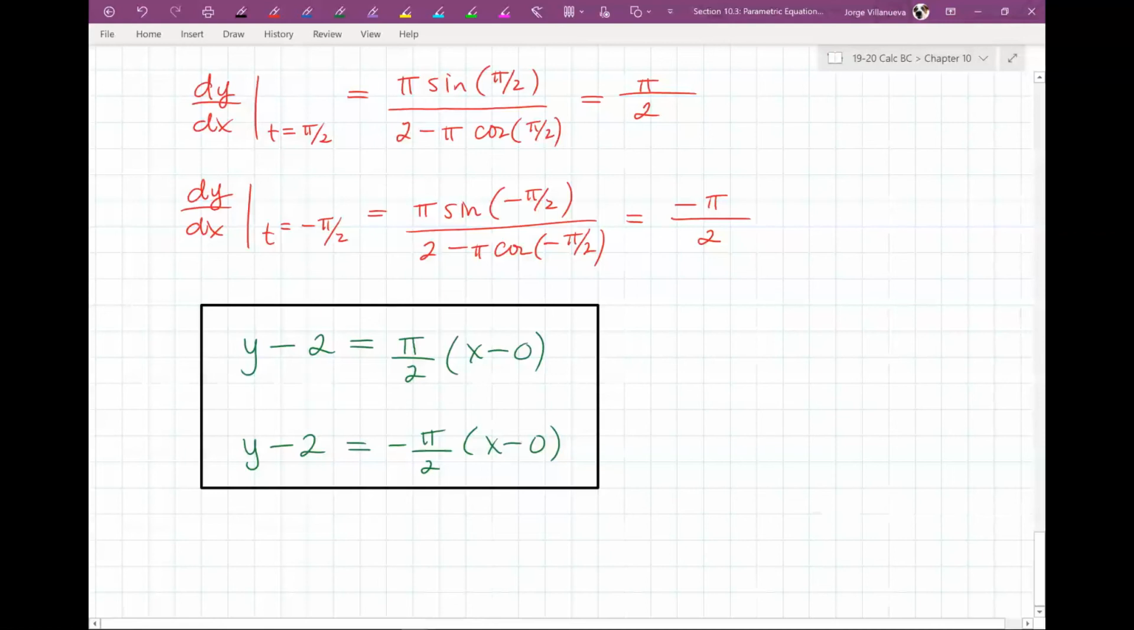If you do want to solve it, you'd get pi over 2 x plus 2 and negative pi over 2 x plus 2. It's not that hard to solve for it, but that's all you need to do.